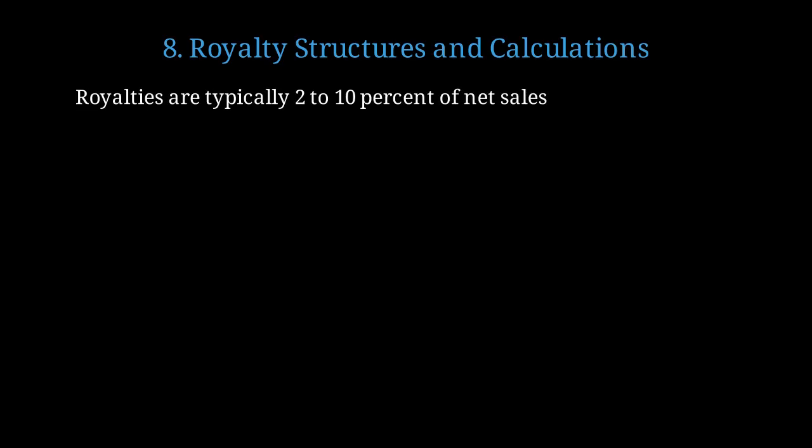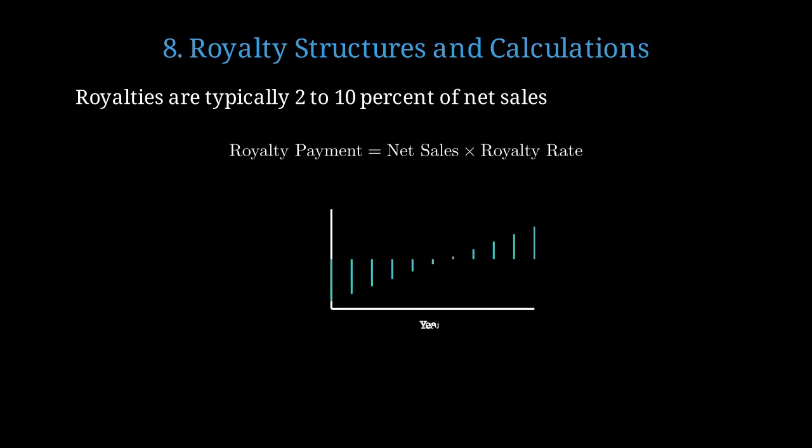Understanding royalty structures is crucial for negotiating favorable license agreements. Royalty rates typically range from 2 to 10% of net sales, depending on the industry and the value the patent provides. The royalty payment equals net sales multiplied by the agreed royalty rate. Royalty income typically grows over time as the licensee scales production and market penetration increases.